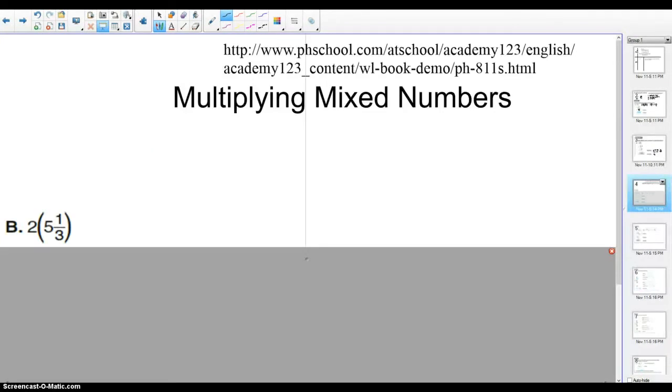Now, earlier we said there was going to be a time when we'd have to work with multiplying mixed numbers. That time is now. While that's a little bit trickier than what we were doing before, you're going to find out it is much the same. We have 2 different ways of handling it. One, we convert to an improper fraction. And then carry on as normal.